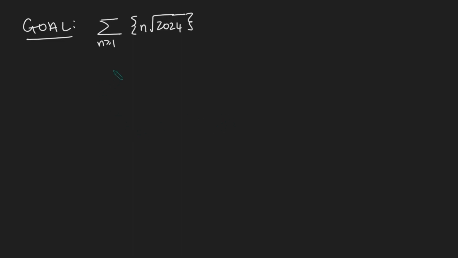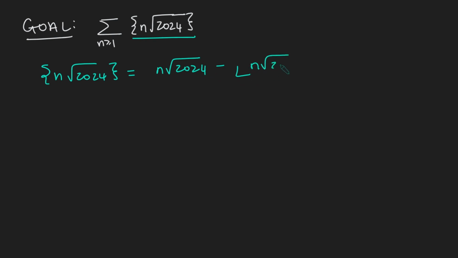Okay, so what we're going to first do is prove an inequality based off the summand. So the fractional part of n times the square root of 2024, well, this by definition is just n root 2024 minus the floor of n root 2024, like so. Now what we're going to do is multiply the top and bottom of this imaginary fraction, if I put a divide by 1 here, by the conjugate of this guy.